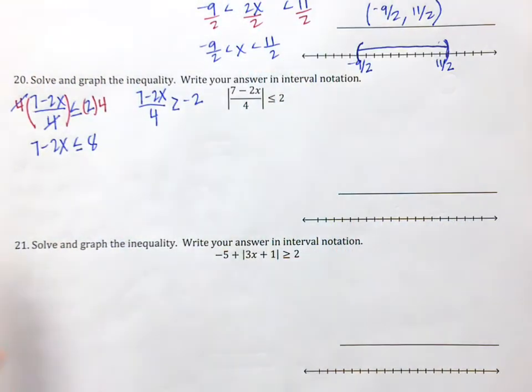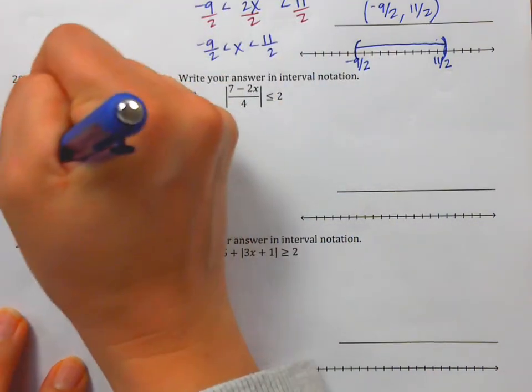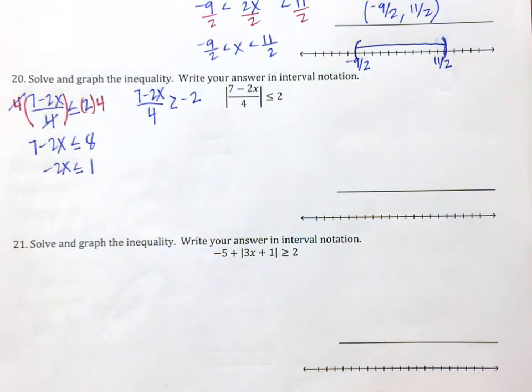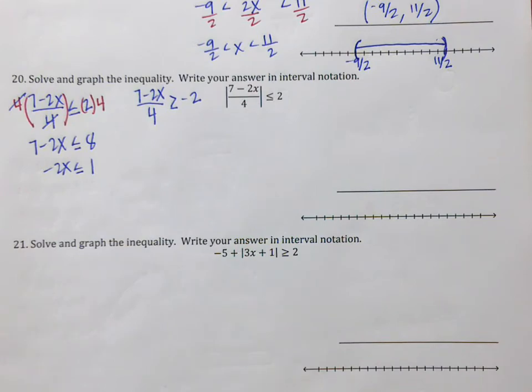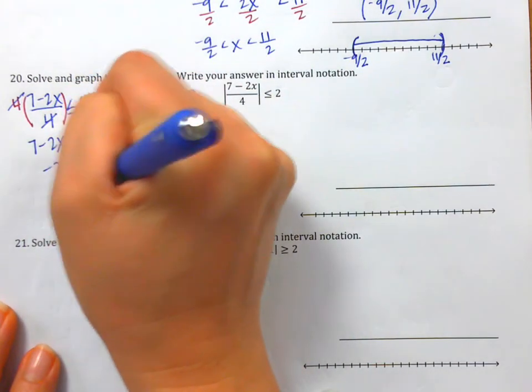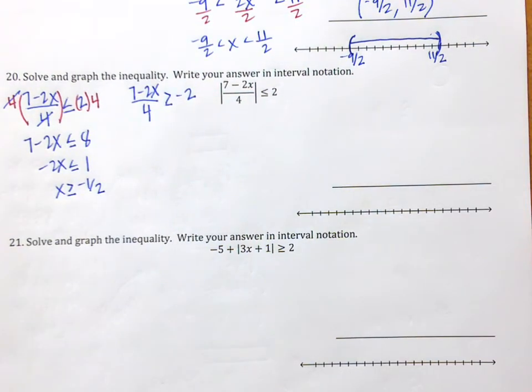Keep going, so subtract 7 from both sides. I get negative 2x is less than or equal to 1. Divide both sides by negative 2, but wait, I'm dividing both sides by a negative. So I am flipping my inequality symbol, and then it's x is greater than or equal to negative 1/2.